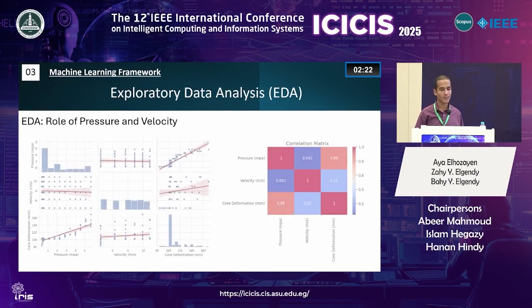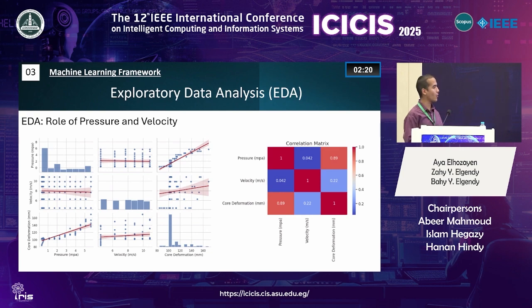Going through the exploratory data analysis, we can see the role of each of the pressure and the velocity on the core deformation. We can see that the main contributor to the core deformation is the pressure, which has a steep trend, while the velocity is not as dominant as the pressure, but it does have an impact also.